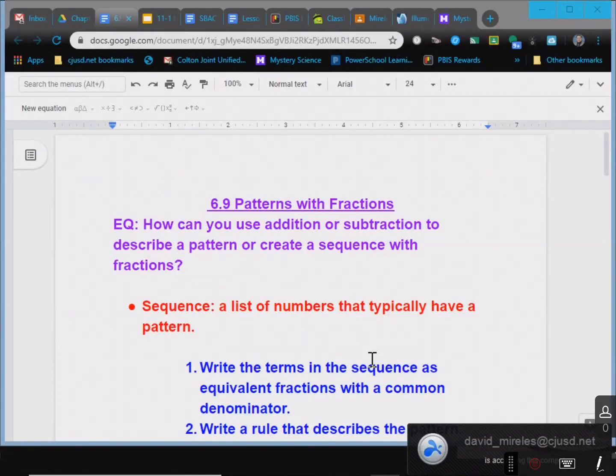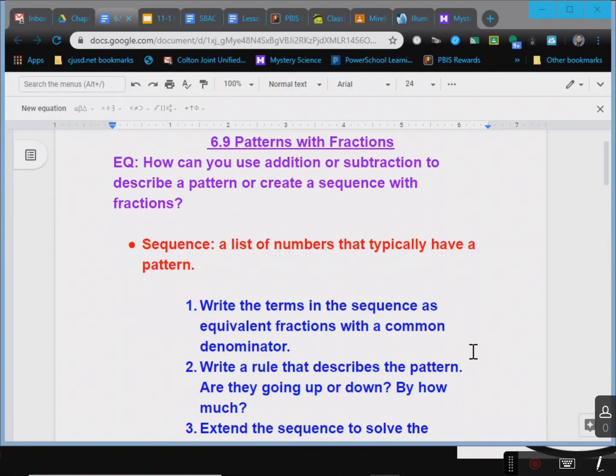Hello everyone, welcome to 6.9 Patterns with Fractions. Essential question is, how can you use addition or subtraction to describe a pattern or create a sequence with fractions?